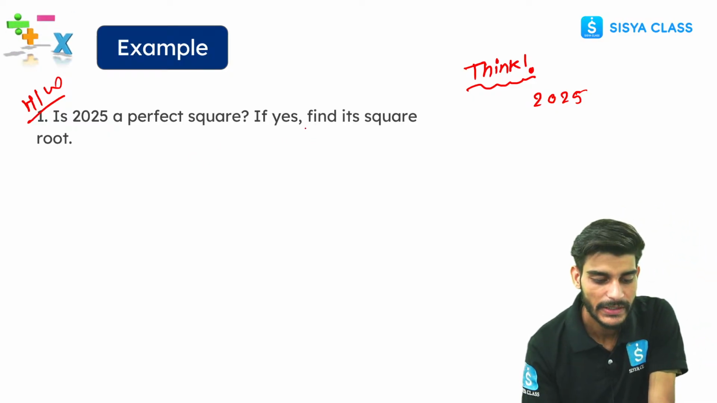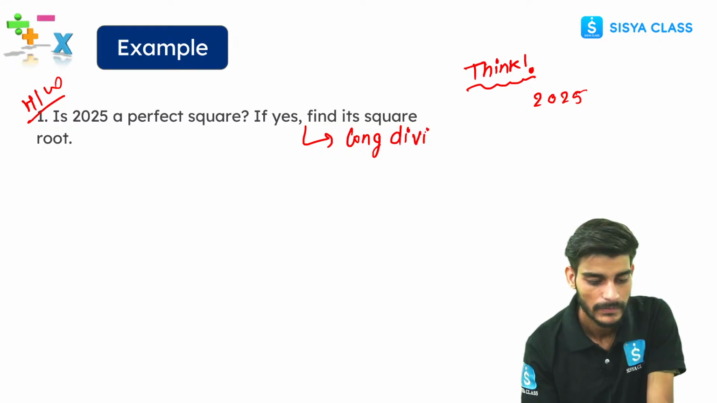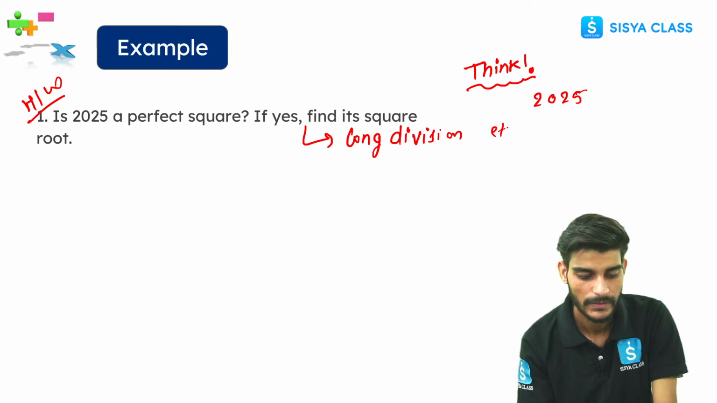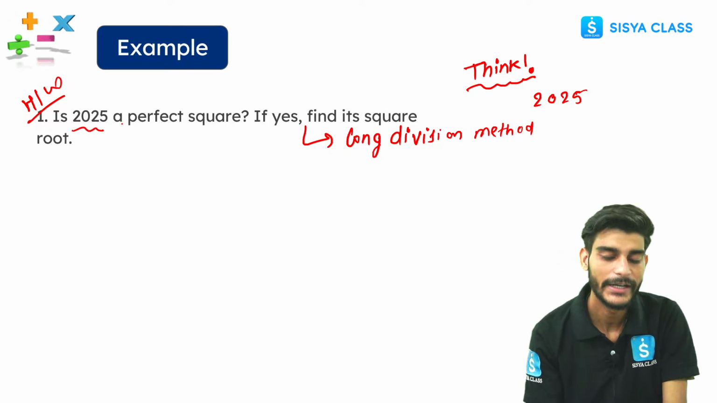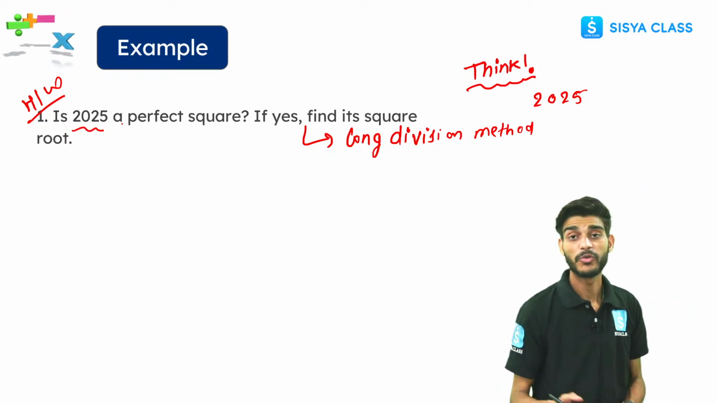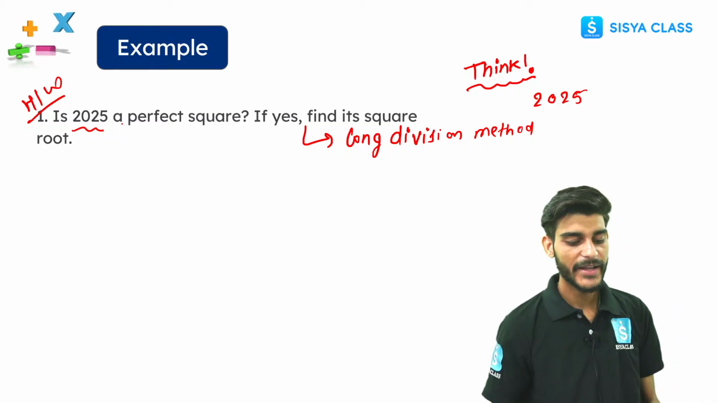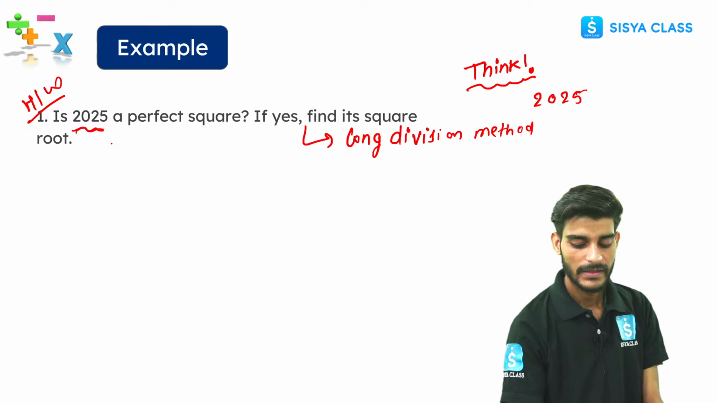Okay, you have to do this by the long division method. By the long division method, just find its square root. What is the square root of 2025? This will be your homework. You have to find the square root of 2025. If it is a natural number, then it is a perfect square. Clear? This is example number 1.